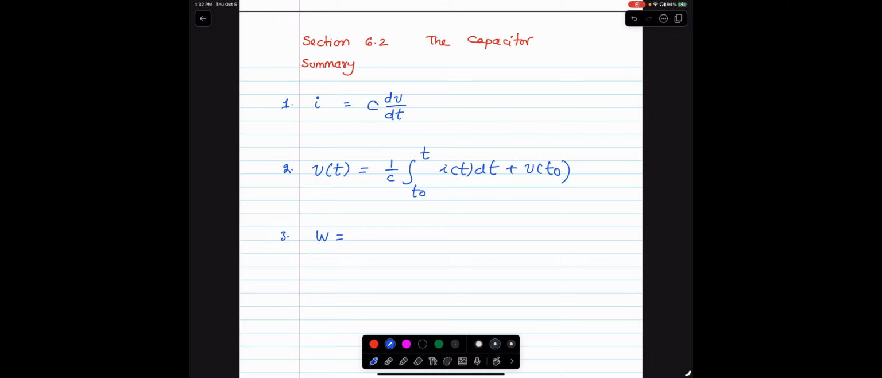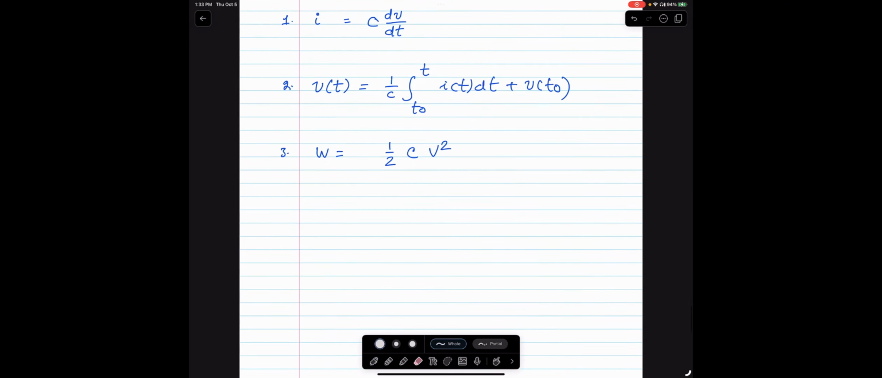Now we have the energy stored in a capacitance is 1 half CV squared, pretty similar to 1 half Li squared in an inductor. Okay, so if you understood the inductance or the inductor thoroughly, you should see a lot of similarities here.